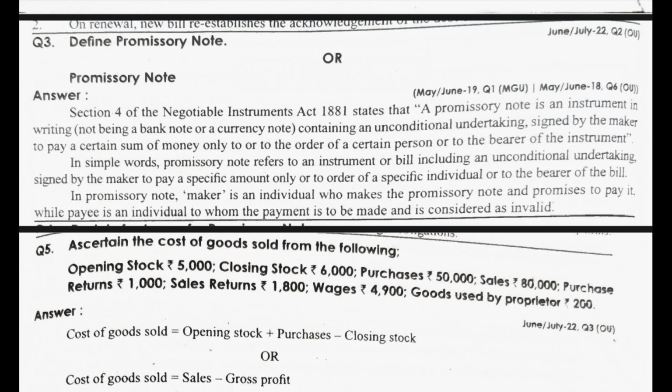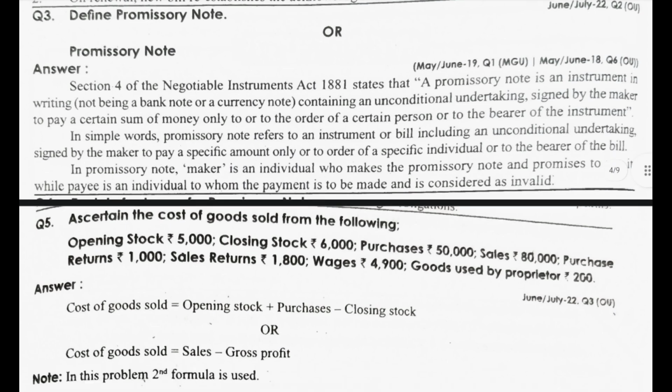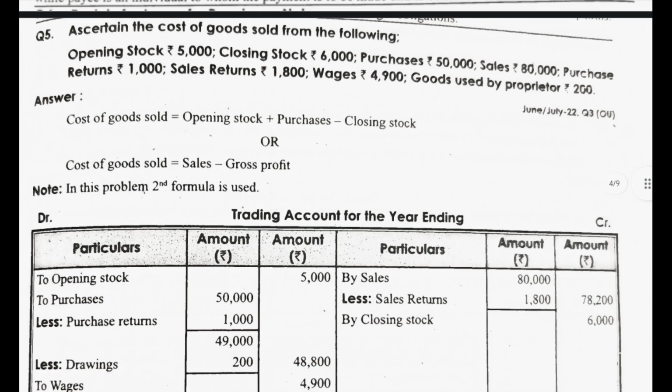And while the payee is an individual, इसमें प्रॉमिसर मेकर जो रहते हैं उनको पे प्रॉमिस करते हैं उसमें कि मैं इतना सम अमाउंट पे करना हो। पेई बोल के जो इंडिविजुअल रहते हैं वो कम रहते हैं, to whom the payment is made, जिसको पेमेंट हो रही है उनको हम यहाँ पर पेई बोलते हैं, is to be made and considered as invalid.